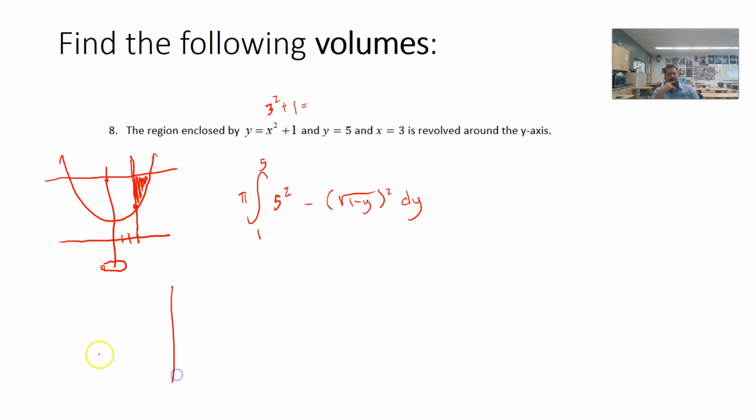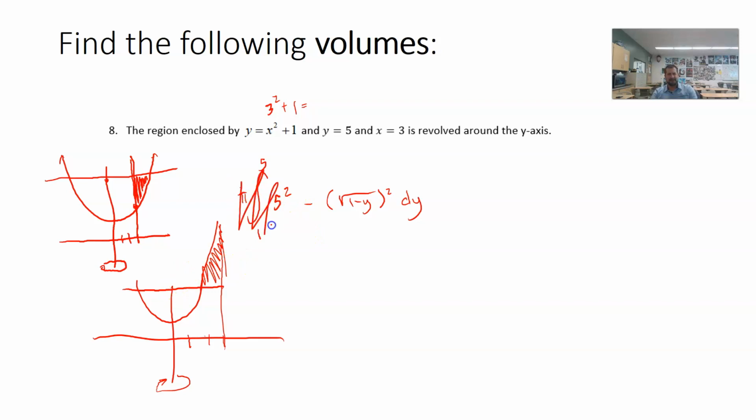Okay, so I can see what I did wrong. I actually have the wrong enclosed area. So I've got my graph, looks like that, and I've got y equals 5 right there. And then x equals 3 is actually further over here. X equals 3 is right here. So the area that I'm looking at is right in here. Now, I'm revolving that around the y-axis, so everything has to be in terms of y. Again, this is wrong altogether. I just need to reset this up.